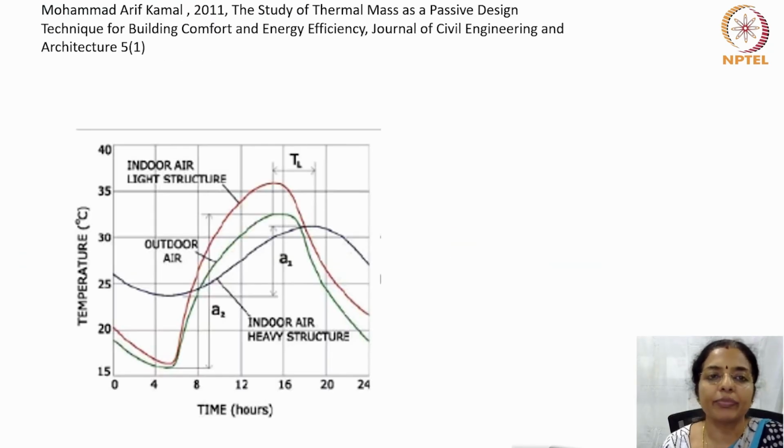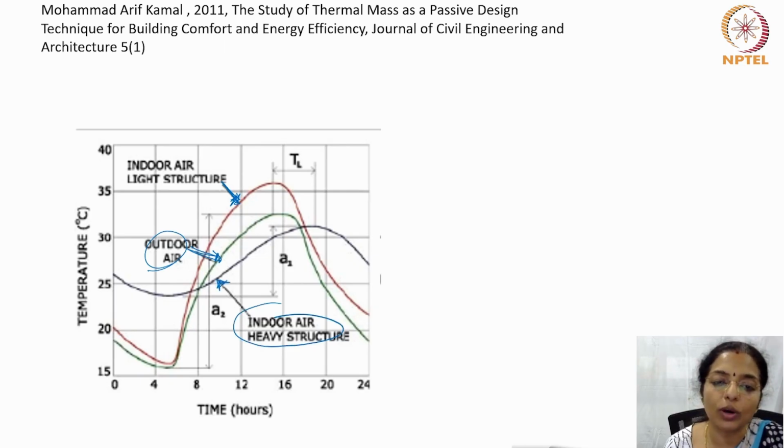Another study by Mohammad Arif Kamal on the study of thermal mass as a passive design technique for building comfort and energy efficiency was done. And in that study, it was found that if this is the outdoor air, for a light structure, the temperature inside, the indoor air of a light structure, was always higher than the outdoor air, and the indoor air of a heavy structure or a structure which has high thermal mass was lower than the outdoor air.